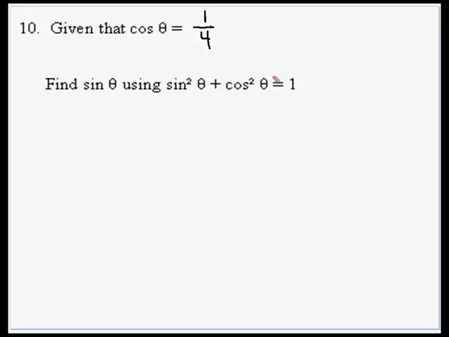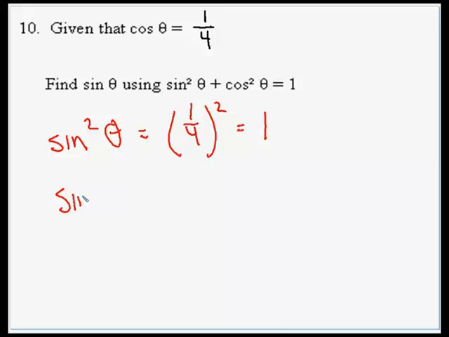Alright, last one. Pythagorean identity here from our trig function. Sine squared plus cosine squared equals 1. We have cosine is a quarter, so we're going to plug that into our formula. Sine squared of theta plus cosine, cosine is 1/4, and that's squared, equals 1. Well, let's square that 1/4. Sine squared of theta equals 1/4 times 1/4, which is 1/16.